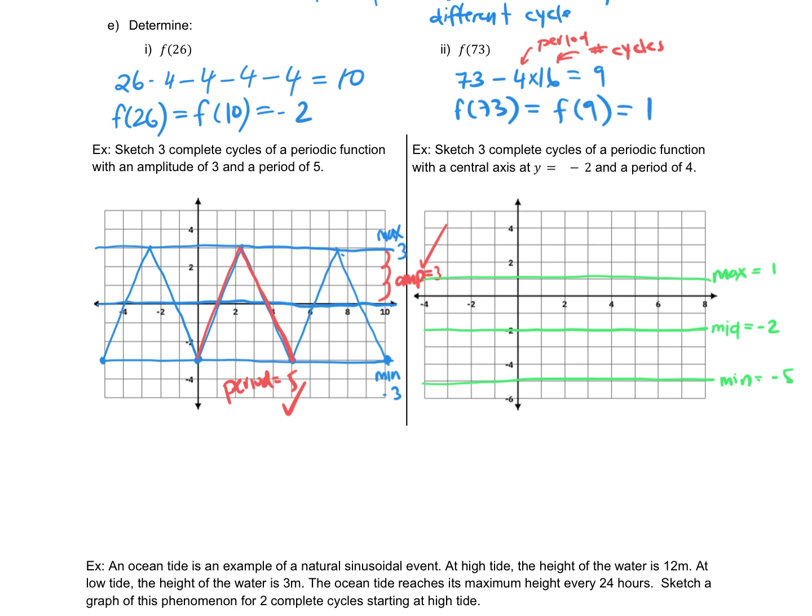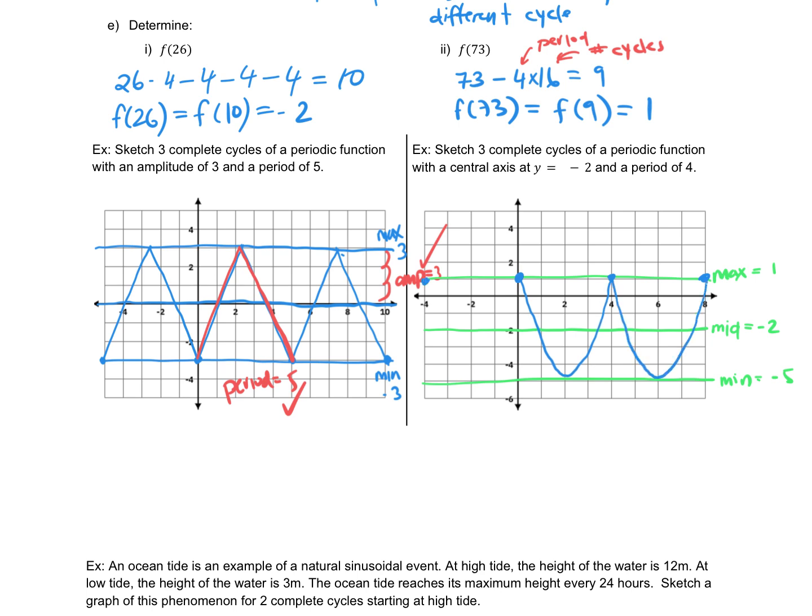And then the period has to be 4. So this time I'm going to start my cycle up here, and I have to end 4 later. I'm going to try to draw it more like little parabolas that are hopping.